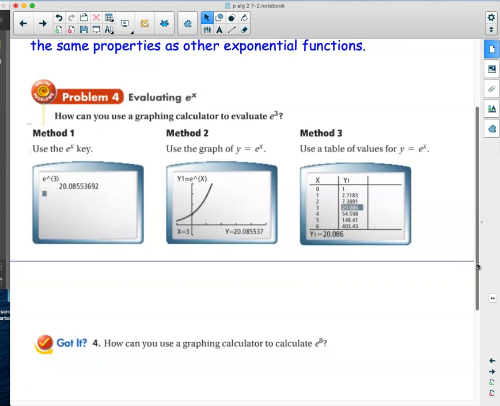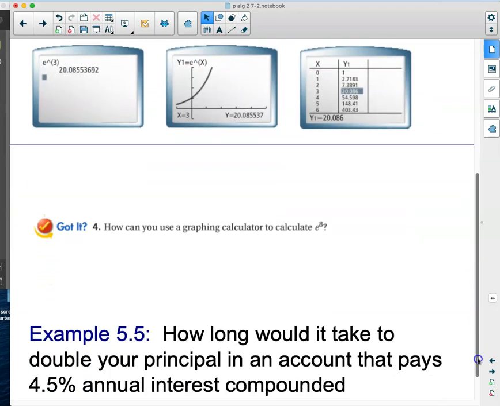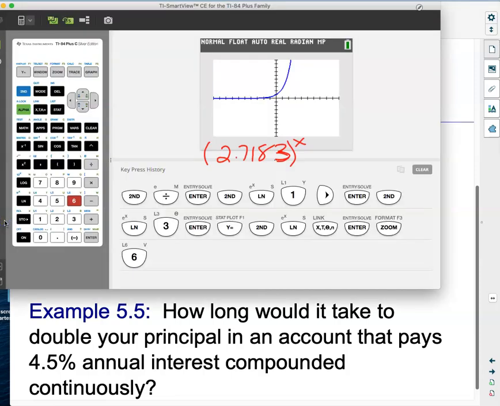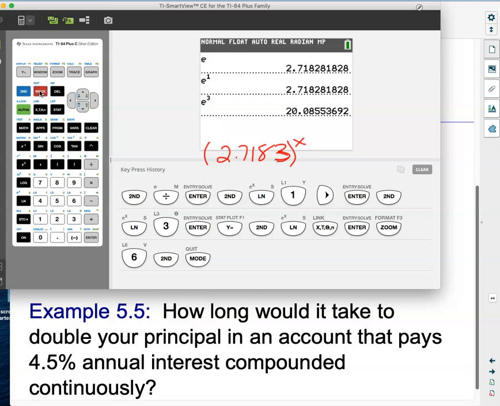And over here, they said, if you didn't care how many decimals you're going, you could even just use the table feature to find e to the third. So depending on what they ask us to round to, we would want to just go ahead and punch it in and see what we have. So this one says, how could we use a graphing calculator to evaluate e to the 8th? Well, let's punch it in. Back to the main screen, second ln, we just put an 8 in there.